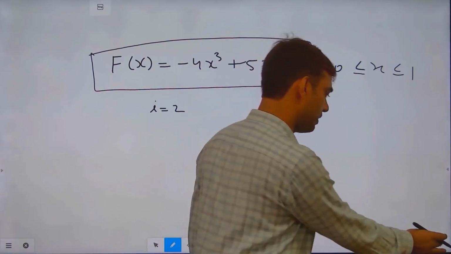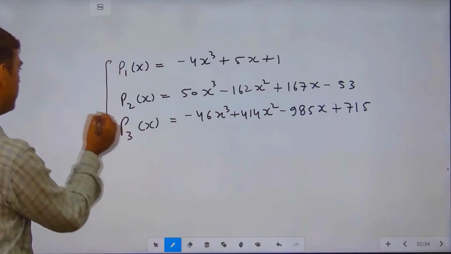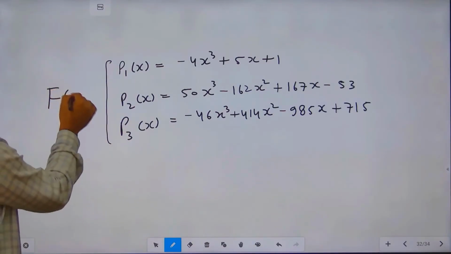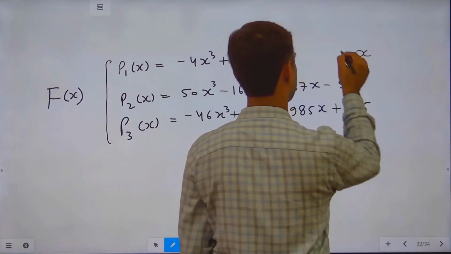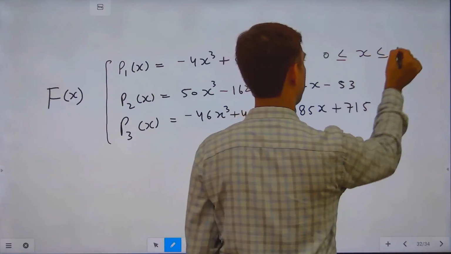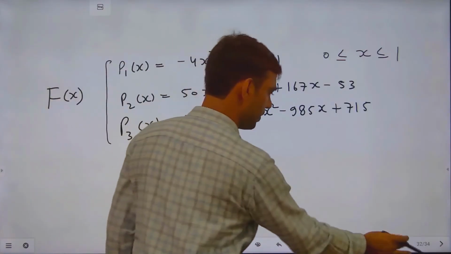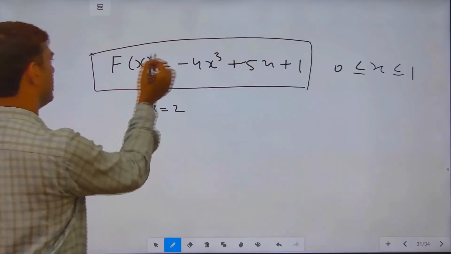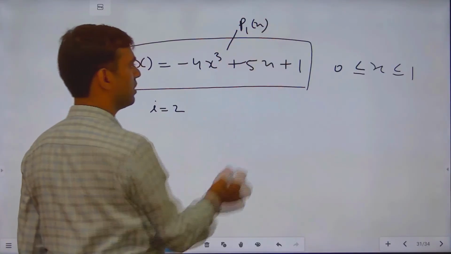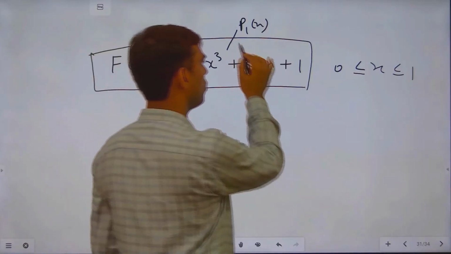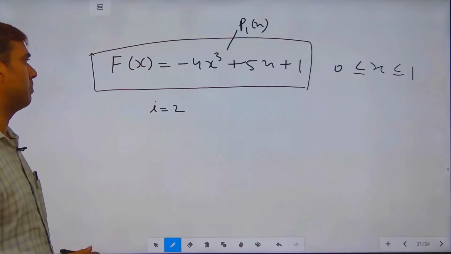So here we already wrote a result. What is the result? This is basically fx. So this one is for x lying between 0 to 1. In a similar manner, as we found p1x, which is also known as p1x. Here we write p1x because this one is the first polynomial lying between 0 to 1. So fx equal minus 4x cube plus 5x plus 1.